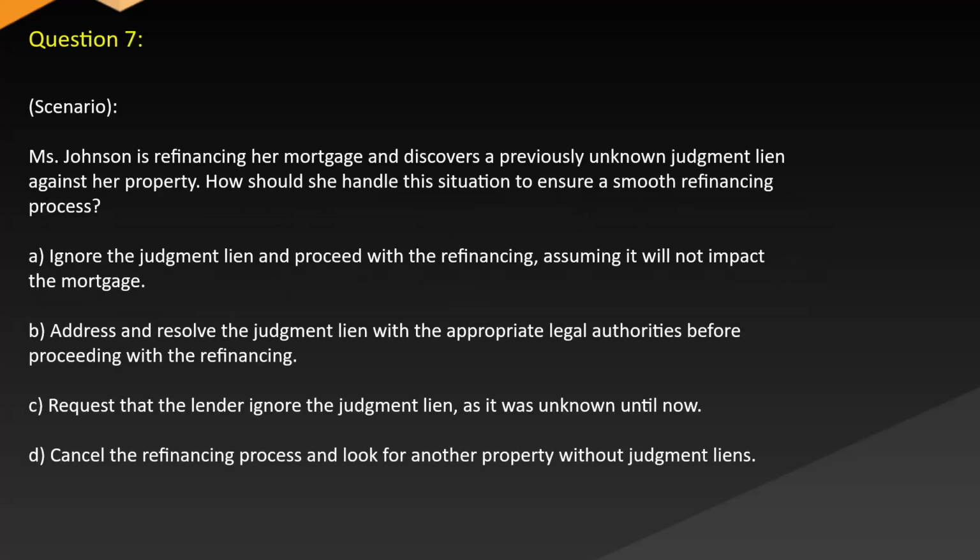Question 7. Scenario: Ms. Johnson is refinancing her mortgage and discovers a previously unknown judgment lien against her property. How should she handle this situation to ensure a smooth refinancing process? A. Ignore the judgment lien and proceed with the refinancing, assuming it will not impact the mortgage. B. Address and resolve the judgment lien with the appropriate legal authorities before proceeding with the refinancing. C. Request that the lender ignore the judgment lien as it was unknown until now. D. Cancel the refinancing process and look for another property without judgment liens.